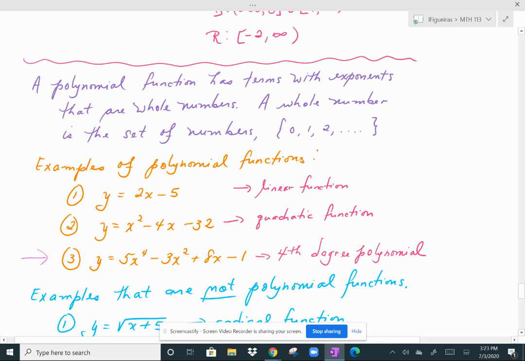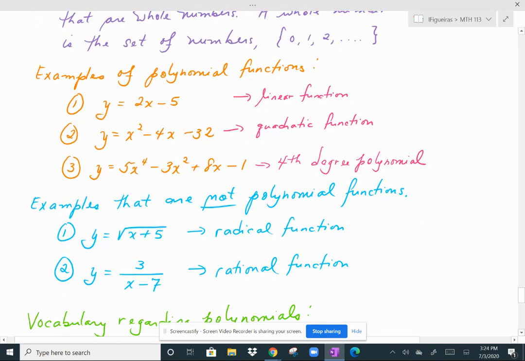So with polynomial functions, you should have no exponents that are fractions. You should have no radicals. You shouldn't have any variables in the denominator. So examples of functions that are not polynomial functions is this one. This is your radical function. This one, which is a rational function. So the nice thing about polynomial functions is that your domain is always all real numbers. You don't need to look for restrictions or exclusions.